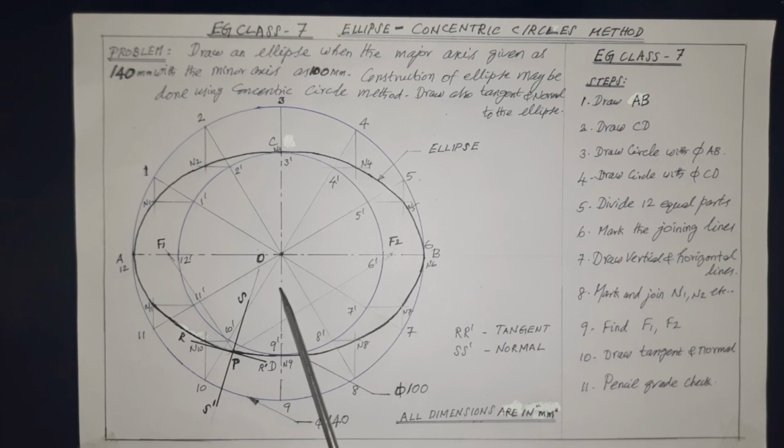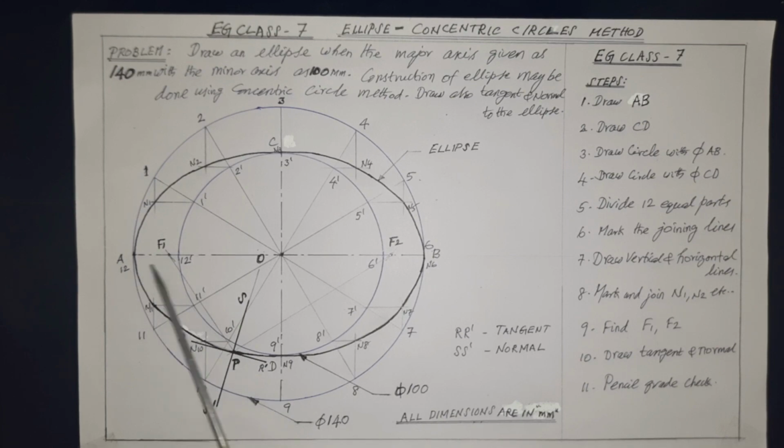Next, draw a circle with O as center and OA or OB as radius. Also, draw another circle with O as center and OC or OD as radius. Now, two circles have been drawn based upon the given diameters.